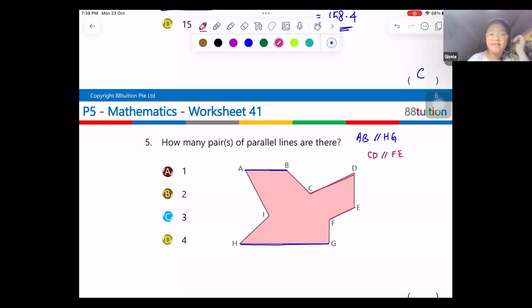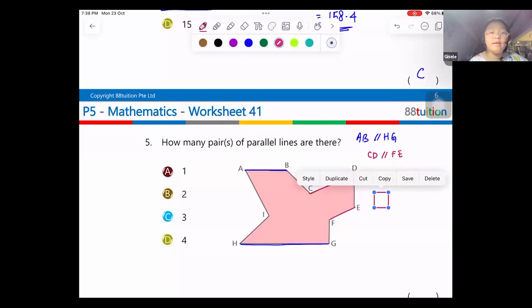Giselle, is it DE and FG? No, it's not, because FG is a right angle. If I do a square and I move it here, it is a right angle, whereas this is not a right angle.